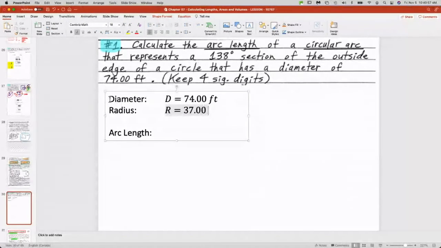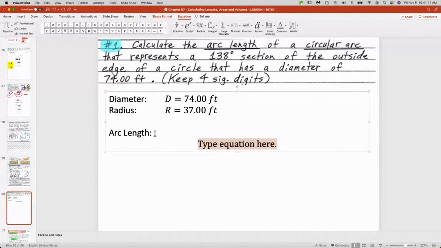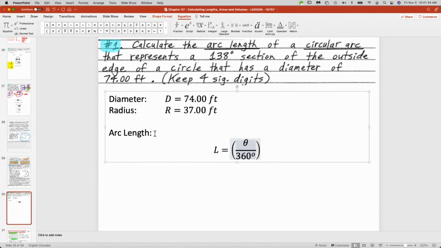Anyway, the radius here will be 37. So for the arc length, we could use either formula. I'm just going to use the formula involving the radius because that's the one I like. I prefer using radius in questions because radius is a smaller number and will lead to less difficulty with calculations, especially the formulas for areas. So in this case, the arc length, or L if you want, is going to equal theta, whatever the angle is, divided by 360 times 2 pi r.